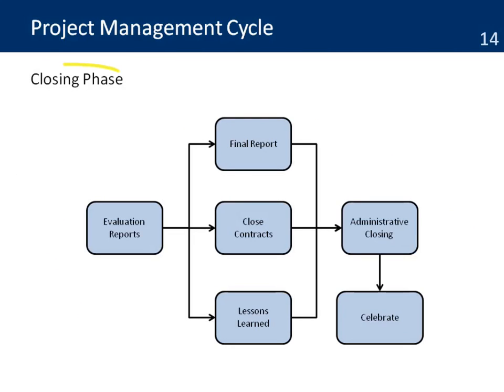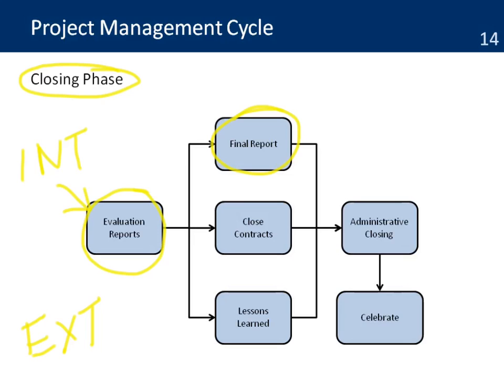The last phase is the closing phase. Once we get our evaluation reports, most of the time they are going to be internal evaluation reports. The external evaluation reports sometimes happen much later, and if you're lucky, you will be able to have them during the closing of your project, but most of the time they're going to be internal evaluation reports. With that information, the project manager produces the final report that will go to management or to the donor.